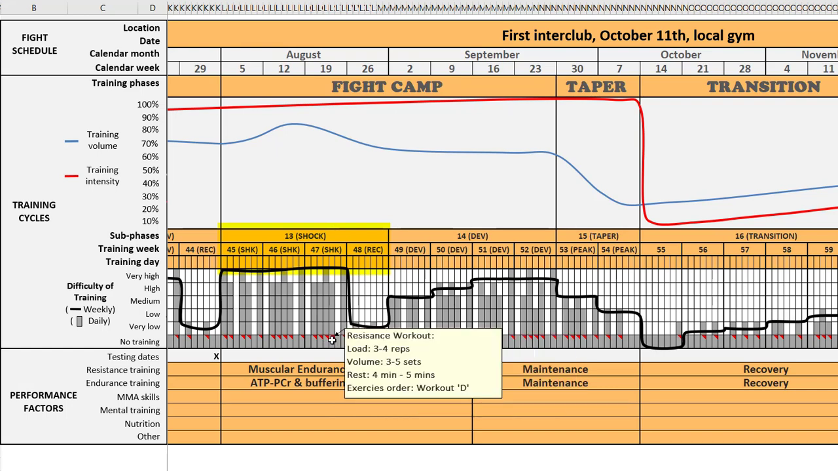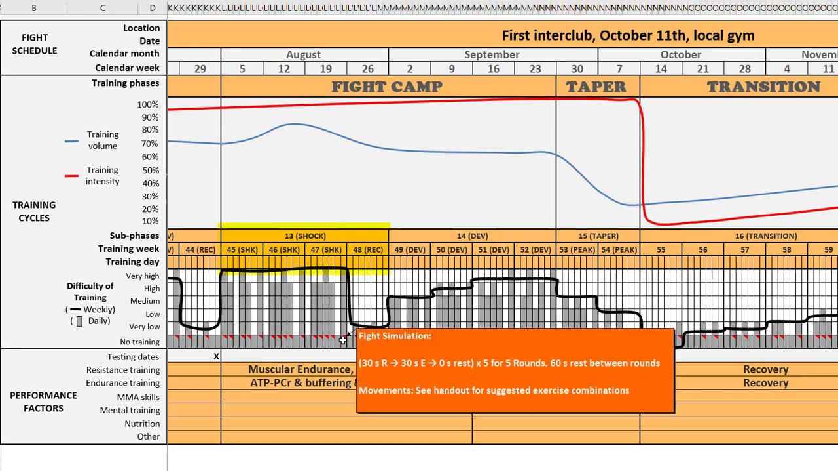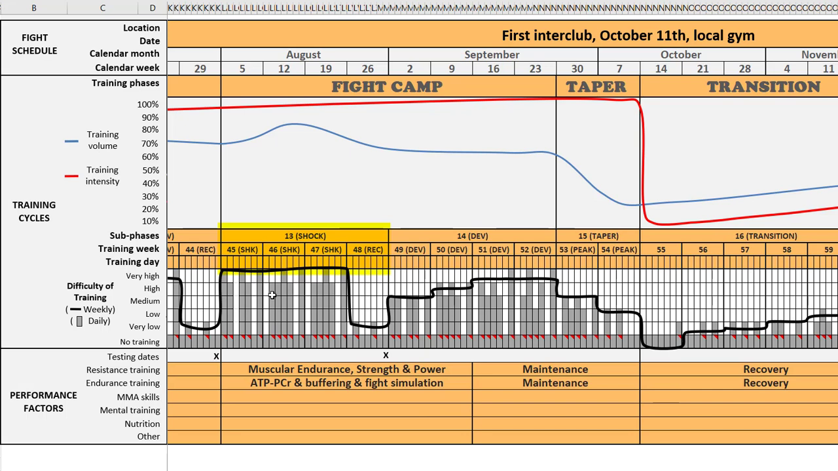And here we're doing a power-based workout always towards the end of the week, 3 to 4 repetitions. And then you can see the fight simulation. The big difference in this fight simulation is now we have no rest between the blocks here. So that becomes very, very difficult. So again, this is a very difficult training period, and we're hoping that this significant training period with both high intensity and high volume will bring about an adaptation for your fight.